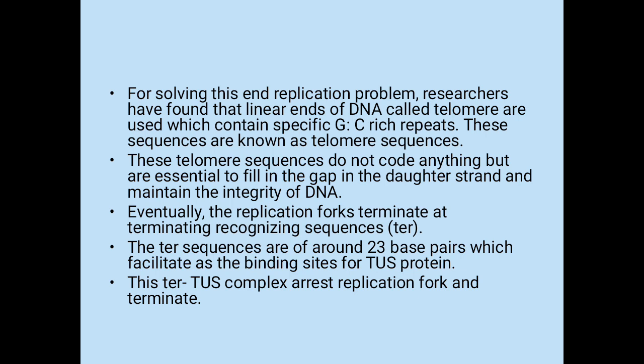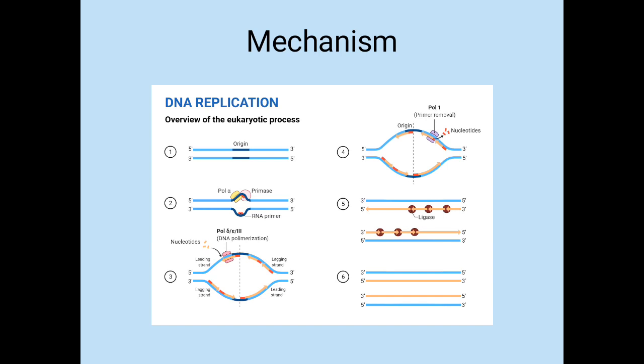To solve this end replication problem, researchers have found that the linear ends of DNA, called telomeres, contain specific GC-rich repeats. These sequences are known as telomere sequences. They do not code anything but are essential to fill in the gap in the daughter strand and maintain the integrity of DNA. Eventually, the replication fork terminates at terminus recognizing sequences, TER sites. The TER sequences are around 23 base pairs and serve as binding sites for TUS proteins. This TUS complex arrests the replication fork and terminates DNA replication.